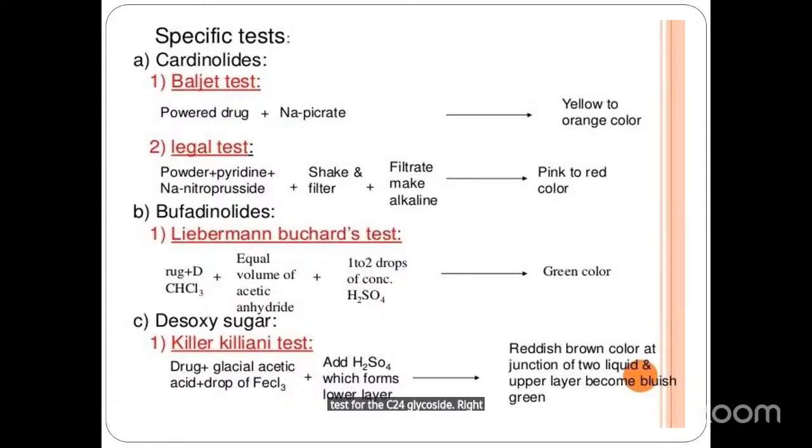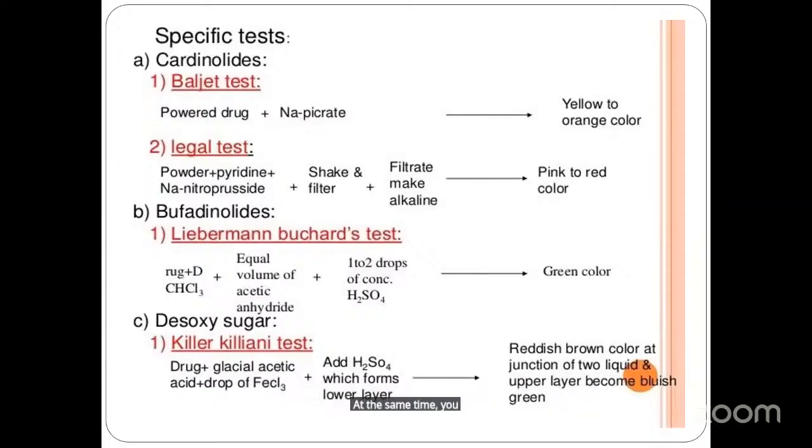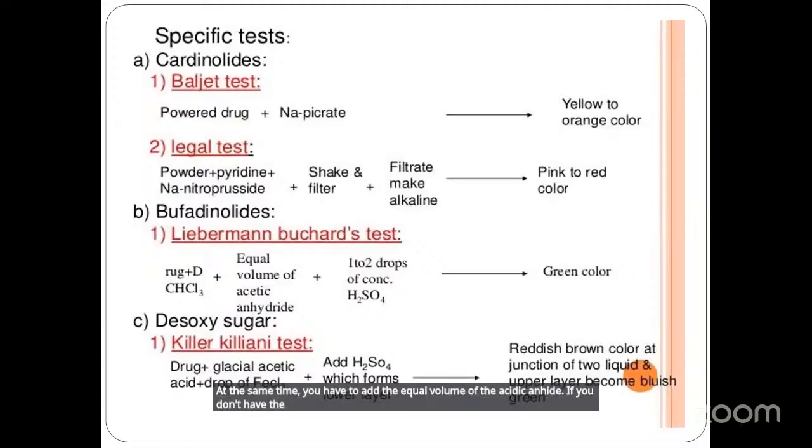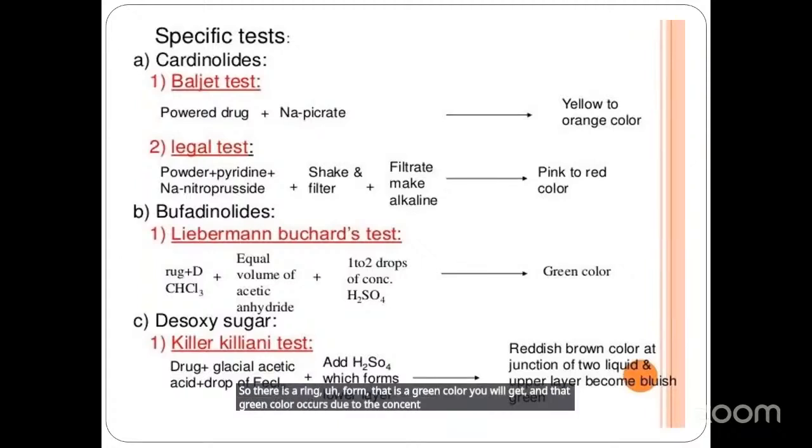Whenever the crude drug is treated with chloroform, at the same time you have to add an equal volume of acetic anhydride. If you don't have acetic anhydride, you can add acetyl chloride. Then you add 1 to 2 drops of concentrated H2SO4, and you will get a green color. There is a ring formed, a green color you will get, and that green color occurs due to the concentrated H2SO4 that you add in 2 drops, right? Again, Liebermann-Burchard test, you have to remember.